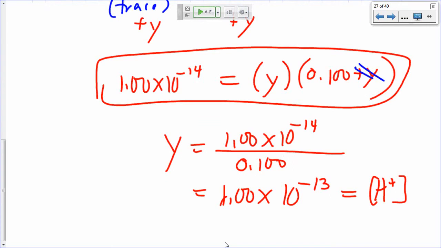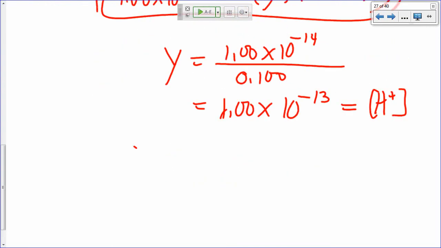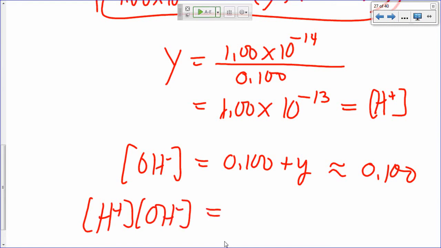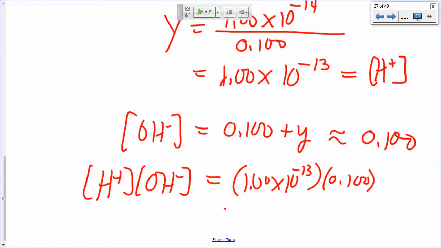And what's my hydroxide concentration? It is 0.100 plus y. So that is just going to be 0.100. Okay, let's verify that H plus times hydroxide is equal to KEQ. This is 10 to the negative 13 times 0.100. Okay, and you can see that in fact it is 1.00 times 10 to the negative 14. So our assumptions are correct. Okay, so that's how you solve.